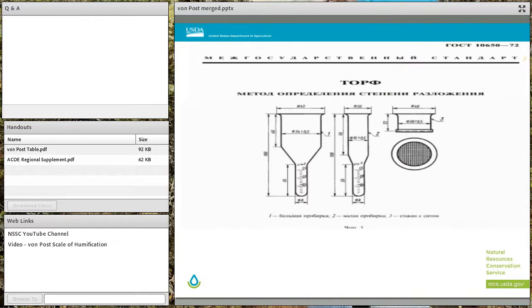The problem, as we mentioned, is the original version is in Russian, and there's not a lot of detailed descriptions out there, and there are some points of this that are really not clear. So it's one that still needs some development. So that's just a quick view of that.